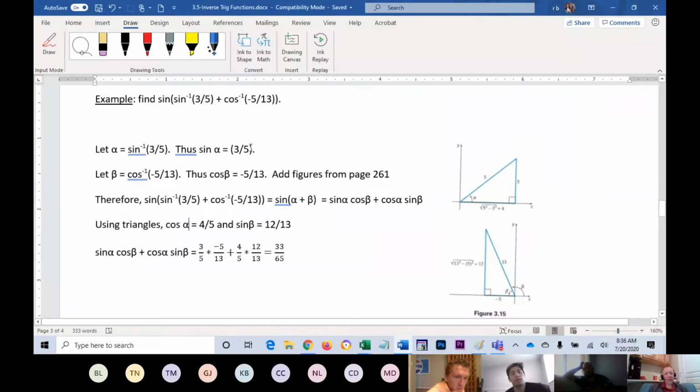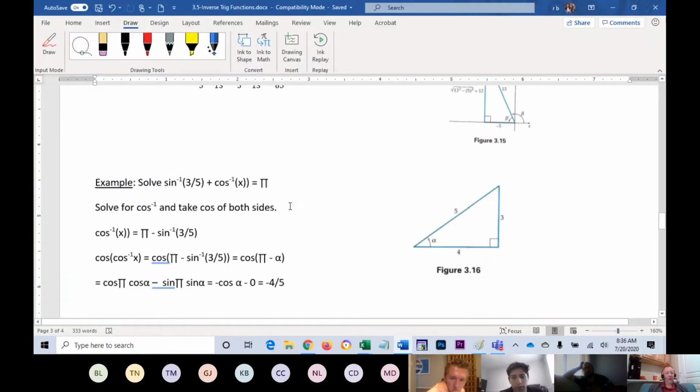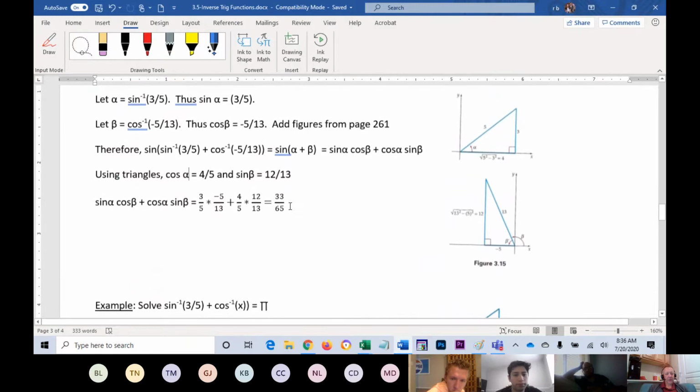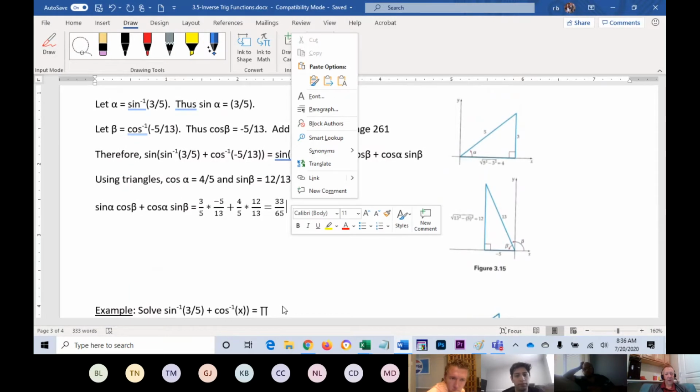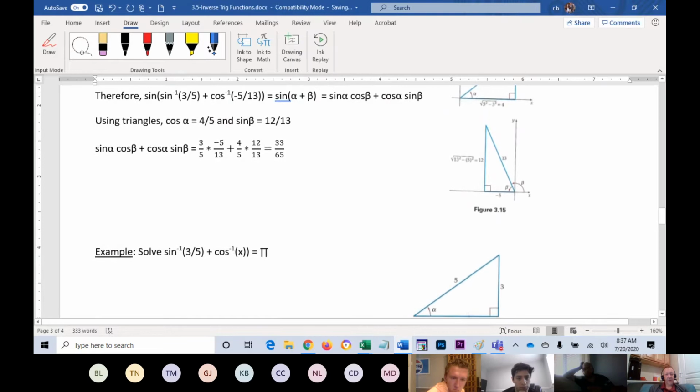All right, so let's do this one here. Solve the inverse sine of 3/5 plus the cosine inverse of x equals pi. So what do you guys think we would do first on this one?